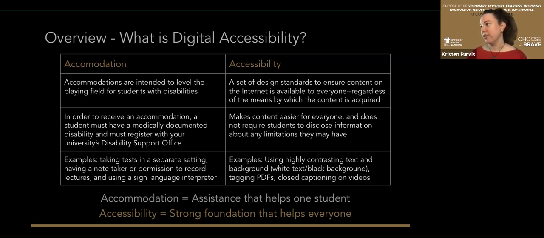Accessibility is a set of standards to ensure content on the internet is available to everyone, regardless of the means by which the content is acquired. It makes the content easier for everyone to absorb and does not require students to disclose information about any limitations they may have. Some examples of this are using highly contrasting text and backgrounds, like I have here with the white text on a black background, tagging PDFs appropriately with heading structures, and using closed captioning on videos.